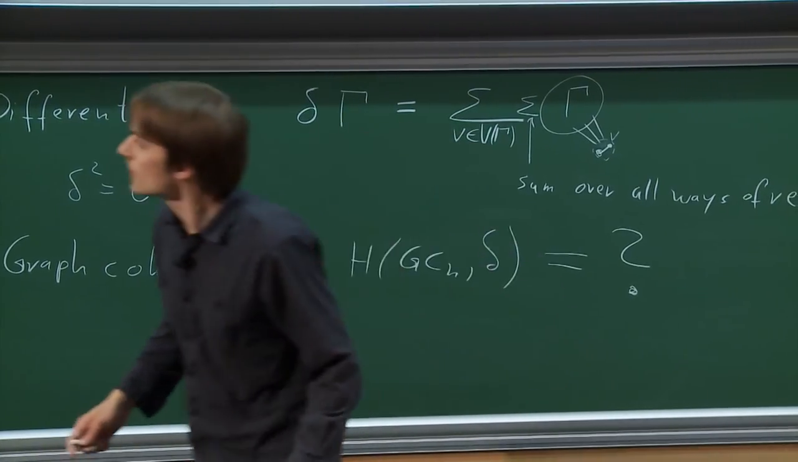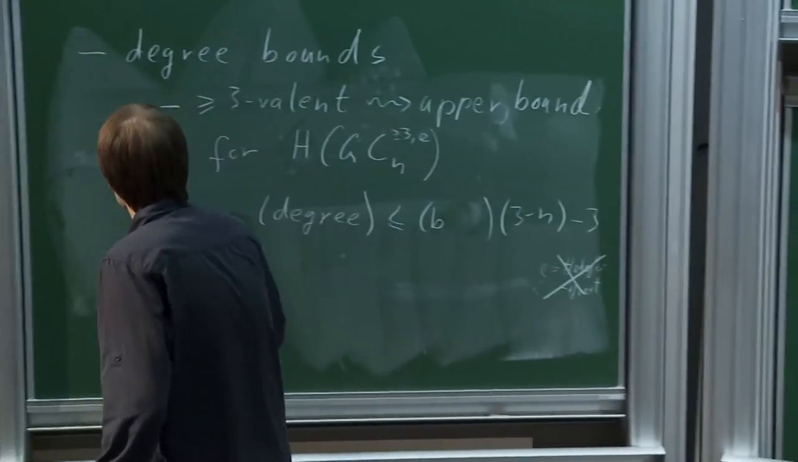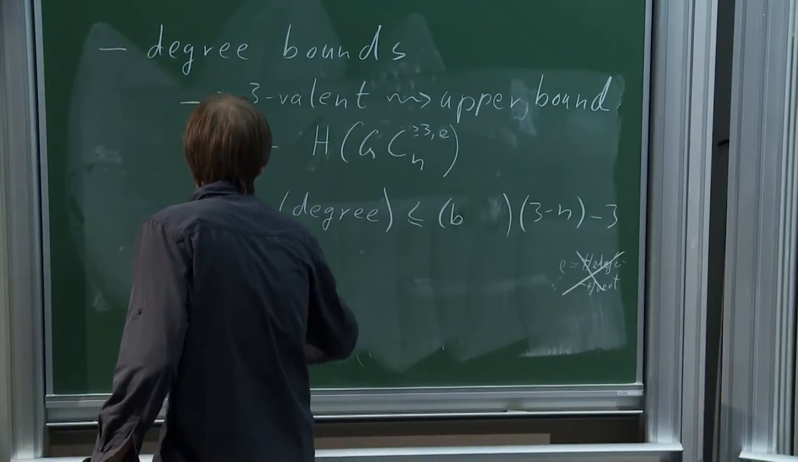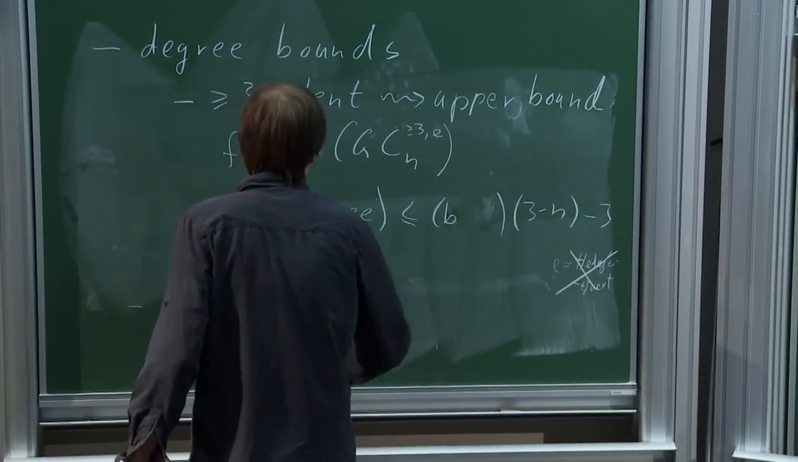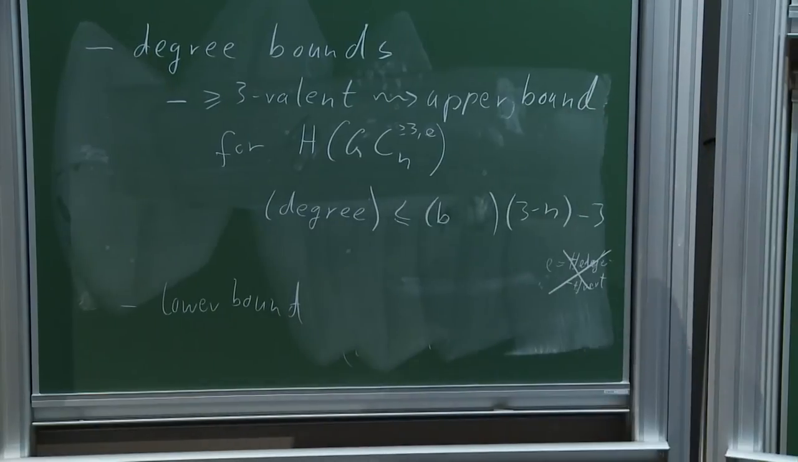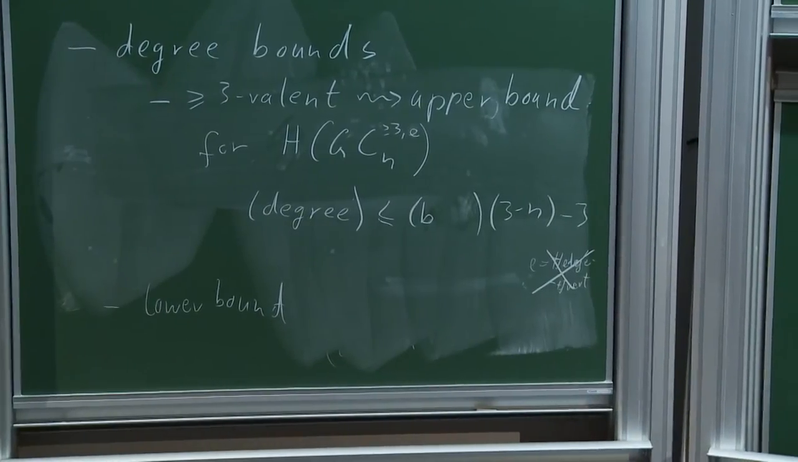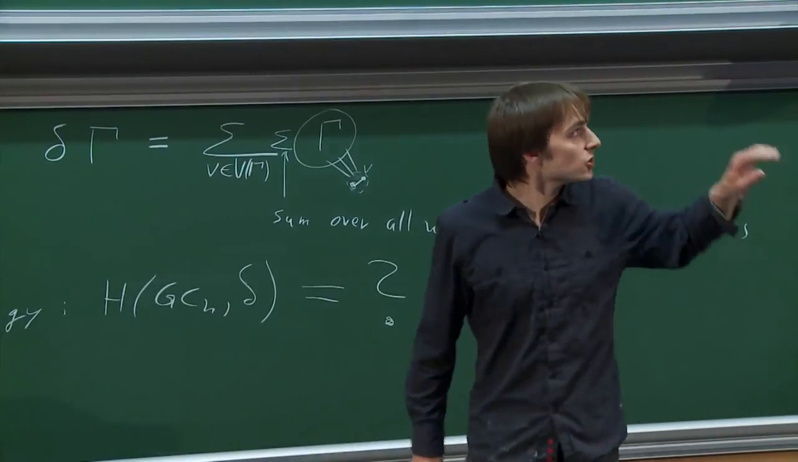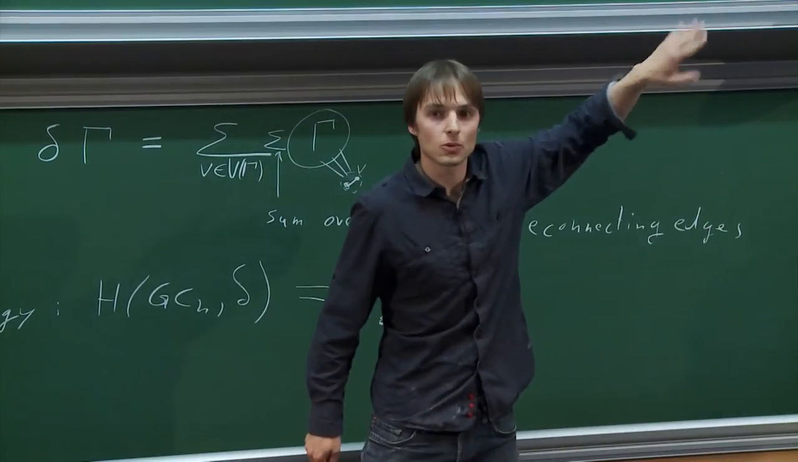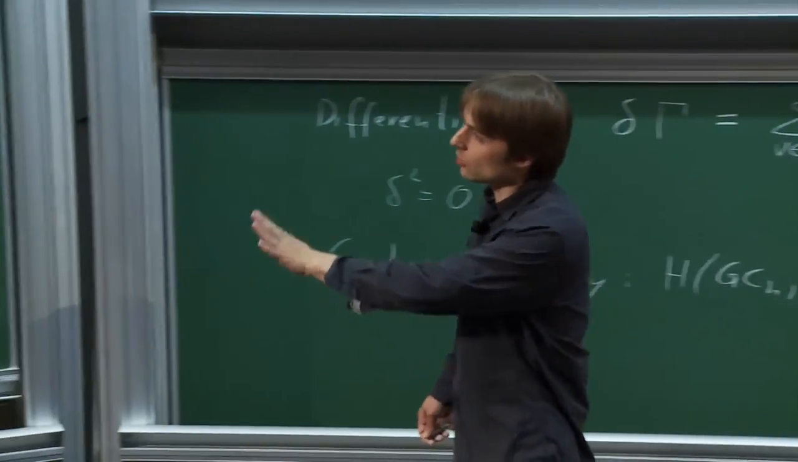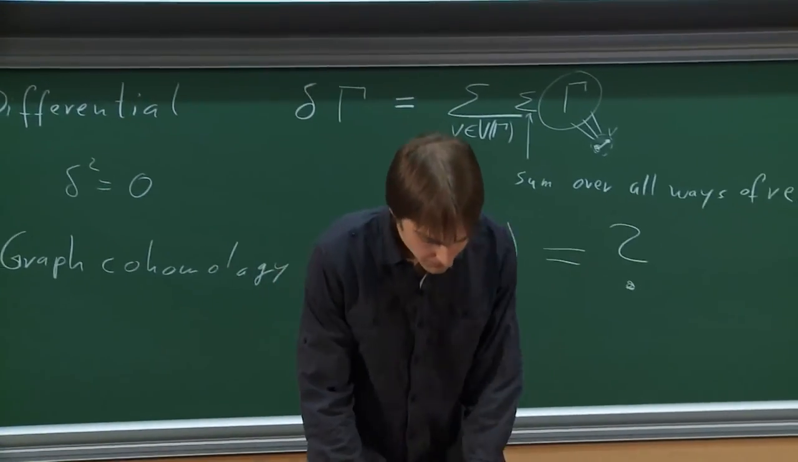So this is interesting already, but you also get a lower bound. To obtain the lower bound, you take this more or less as a definition, and you use a different model for the E_n operad. If you use a different model, you get a lower bound. I will not discuss it.